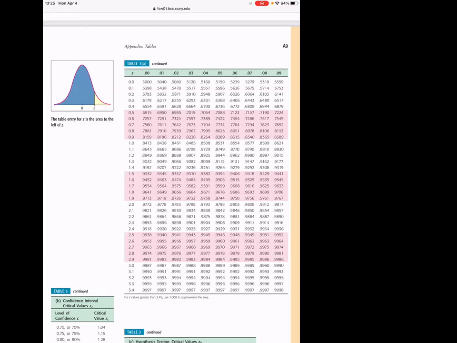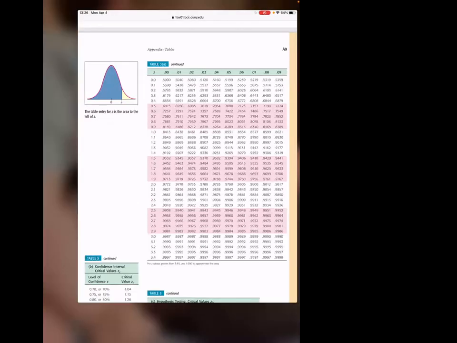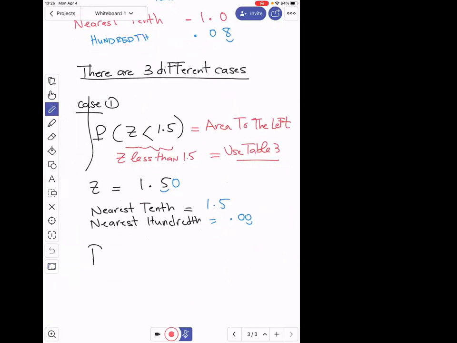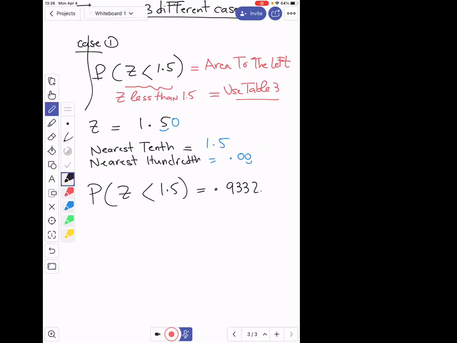I didn't know there was a second page. I just thought it was all negative. Yeah, the second page is positive. So the answer to our example would be 0.9332.